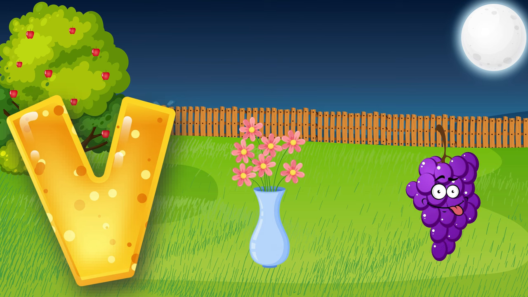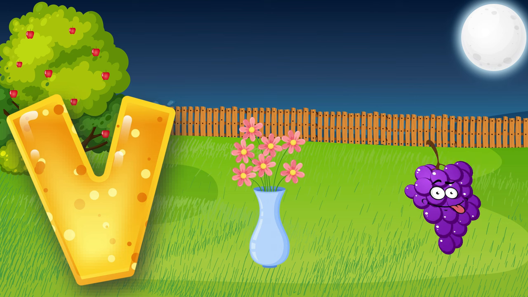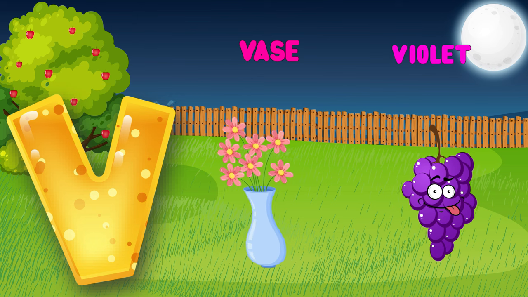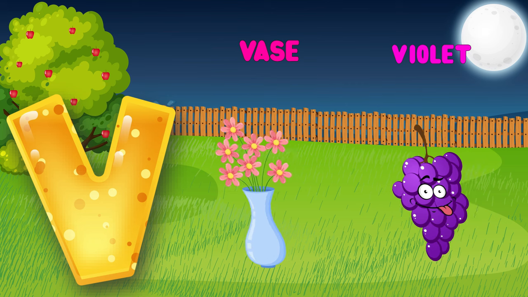V is for vase, v, v, vase. V is for violet, v, v, violet. V is for v, v, v, v, vase. V is for v, v, v, v, violet.